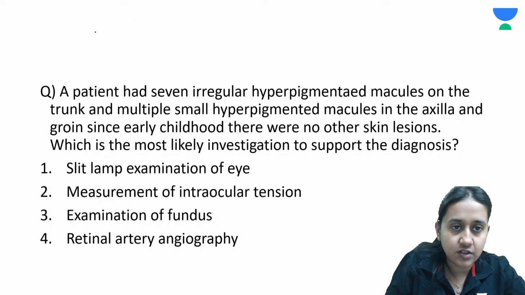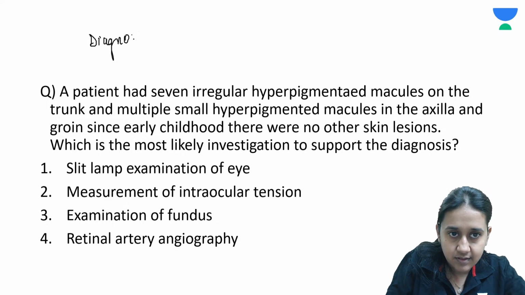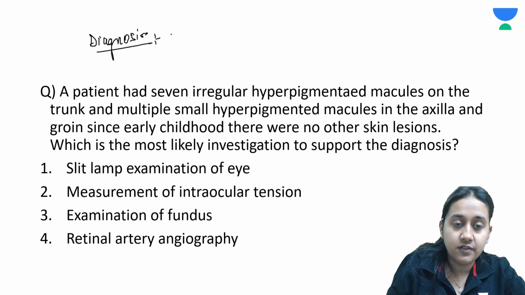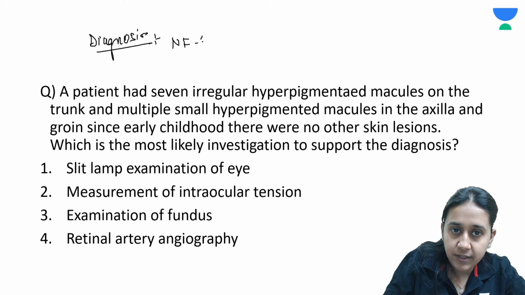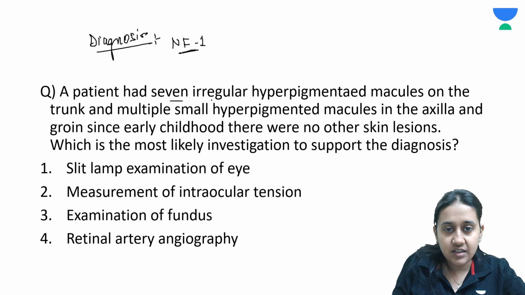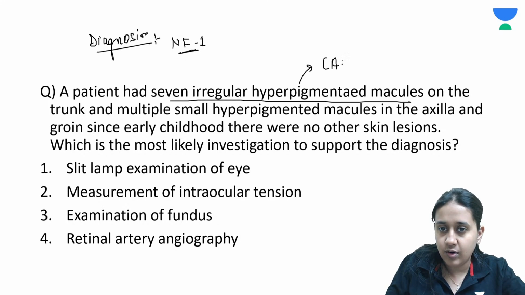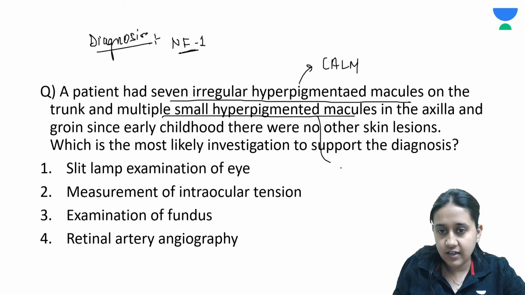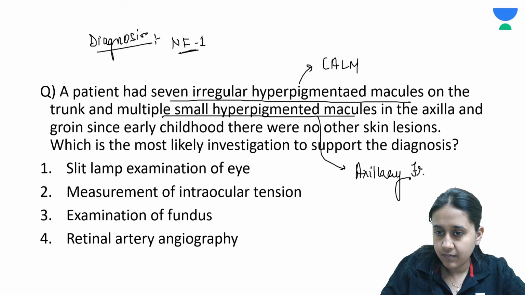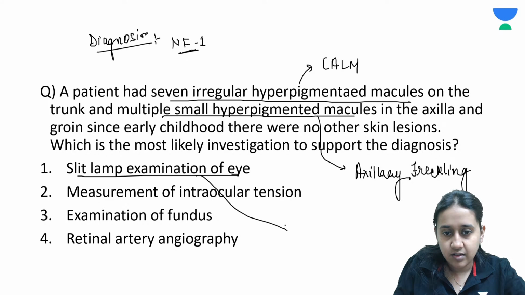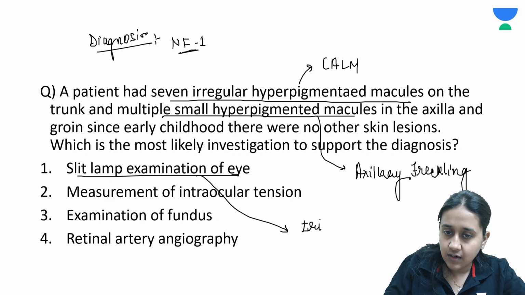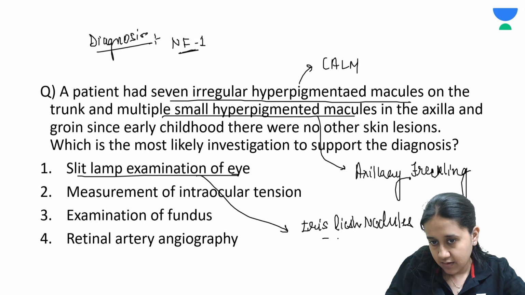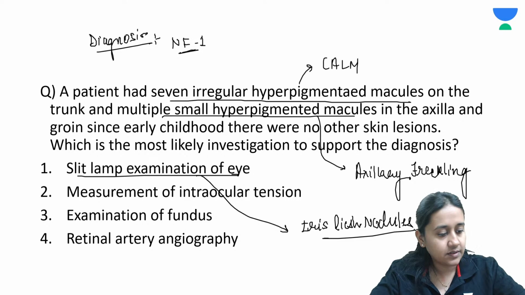Can you tell me the diagnosis here? Very nice. It's a patient of neurofibromatosis type 1. These irregular macules are ccafé au lait macules. These are axillary freckling. And if you do a slit lamp examination, you see iris Lisch nodules. You see iris Lisch nodules. Clear?